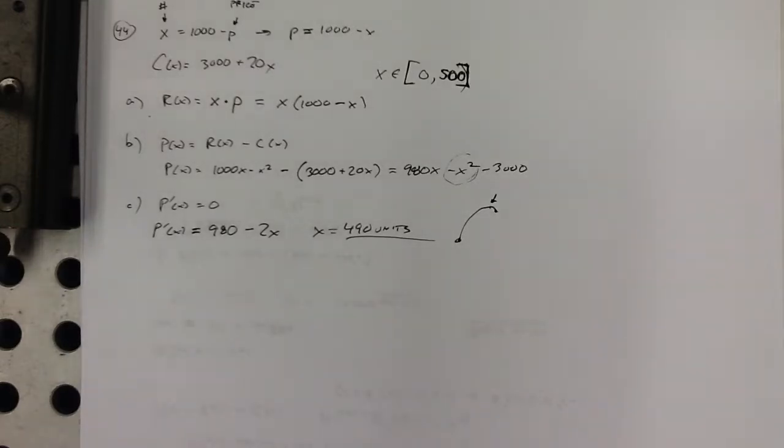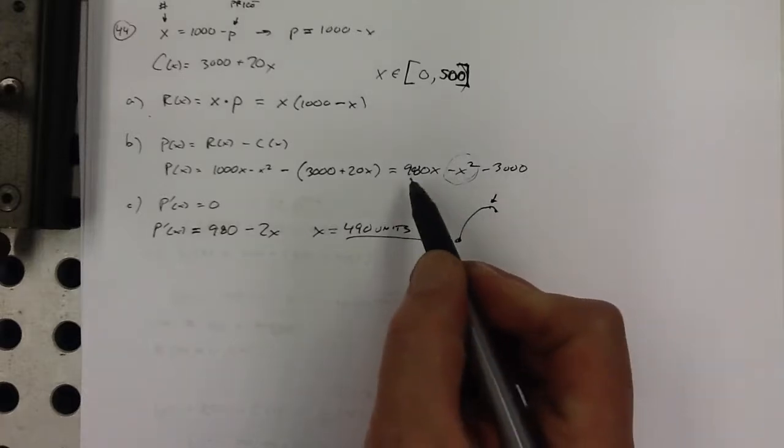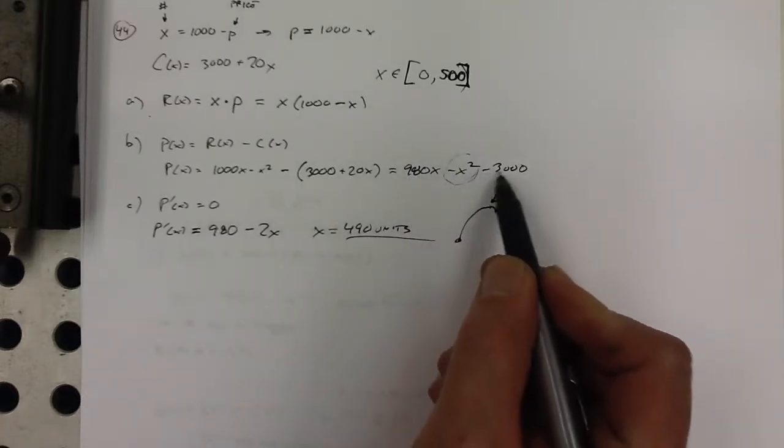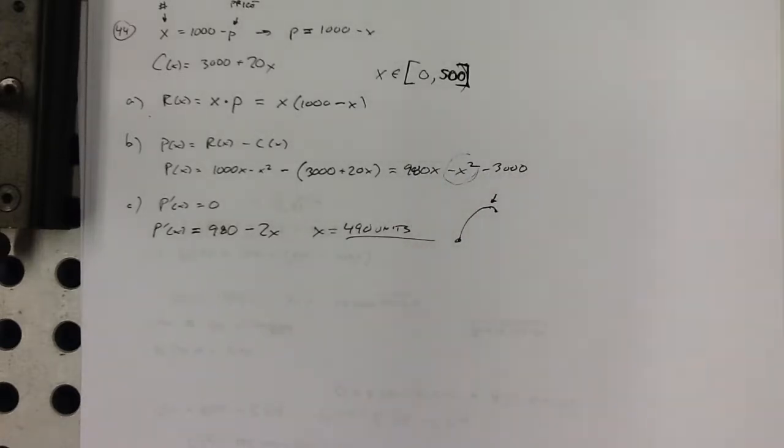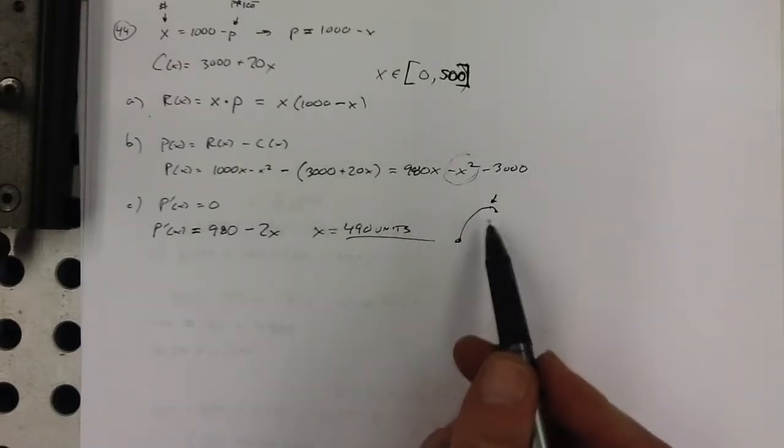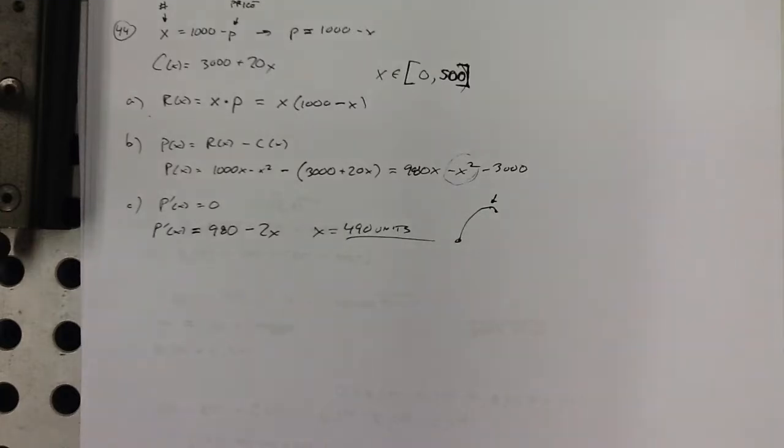So you can check the endpoints if you want by plugging in 0 into this. If you don't make any units, your profit is negative $3,000, which just means you're out the startup cost for your equipment, and you didn't make any profit at all. On the other hand, you could plug 500 in here and see what the profit is, and plug 490 in. You could check all those if you want to. But 490 is the maximum.